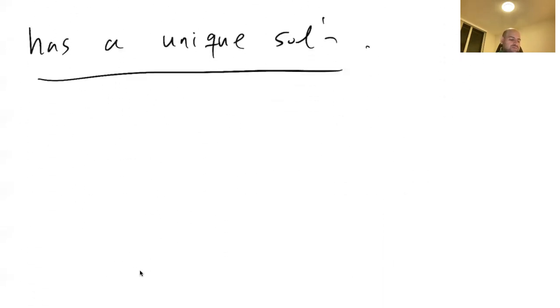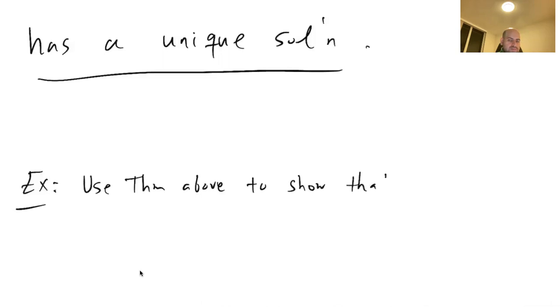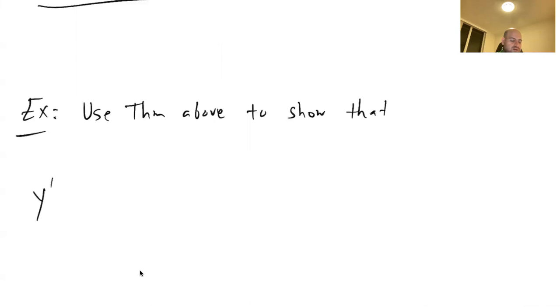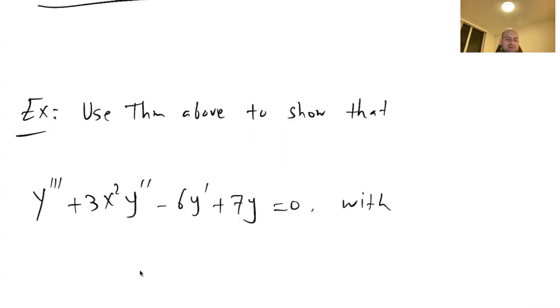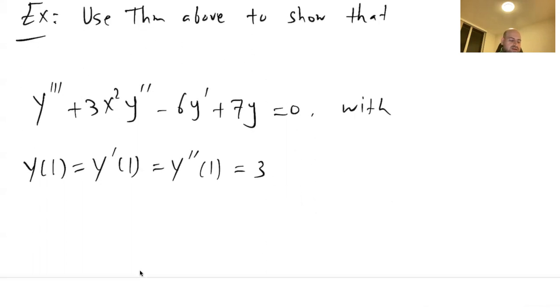So let's look at an example. Use the theorem above to show that the equation y third derivative plus 3x squared y double prime minus 6y prime plus 7y equals 0 with the initial conditions, let's say y of 1 equals y prime of 1 equals y double prime of 1 equals 3, has a unique solution.